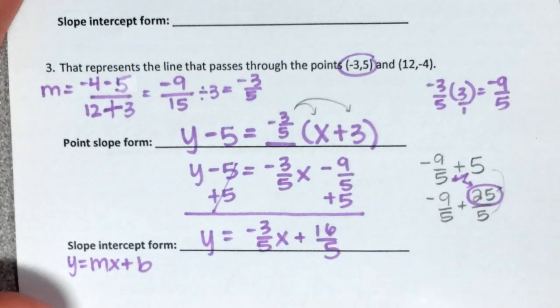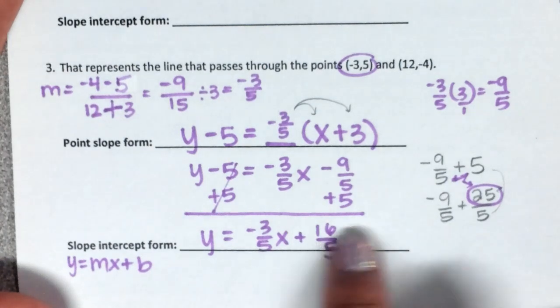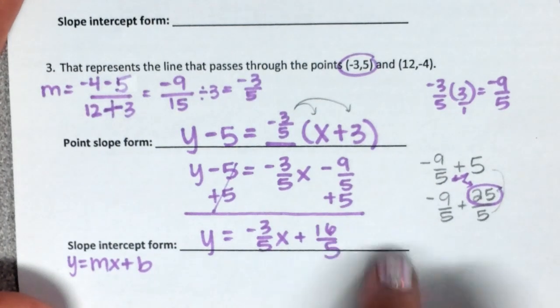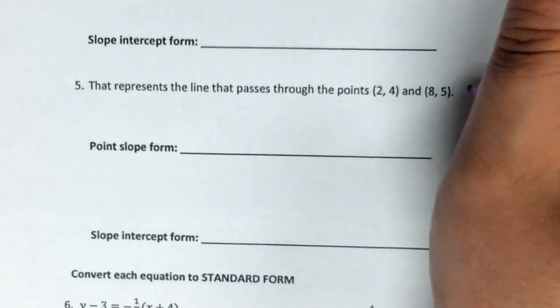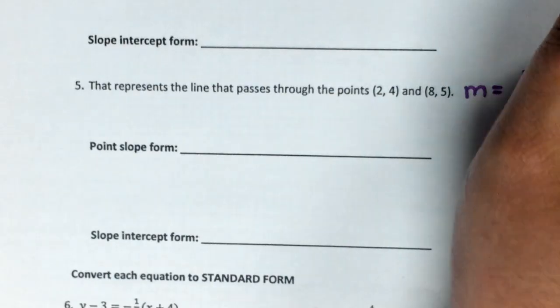Do you want me to do another one of these like this? I'm good. Are you sure? Y'all don't want me to do another one with the adding? Okay, I'm going to go to number 5. I'm just going to give you the slope to save us time. The slope is 1/6.